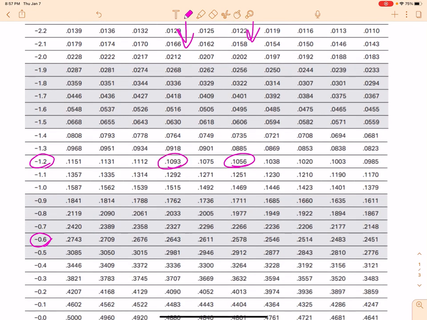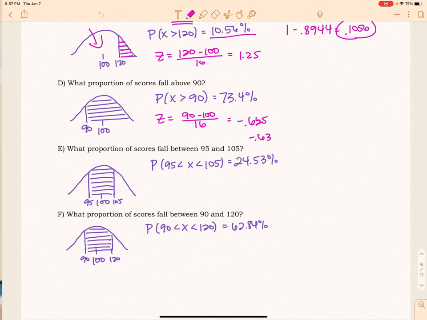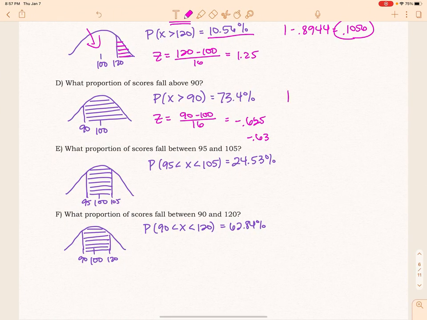So 0.10. Oh, that's not right. I didn't go far enough. Okay, that's what I meant. 0.2643. All right, so I'm going to have to subtract from 1 because the 0.2643 is actually right here, not right here. So 1 minus 0.2643 will give me 0.7357. It's magic. All right, for parts E and F, I'm just going to do one of them.